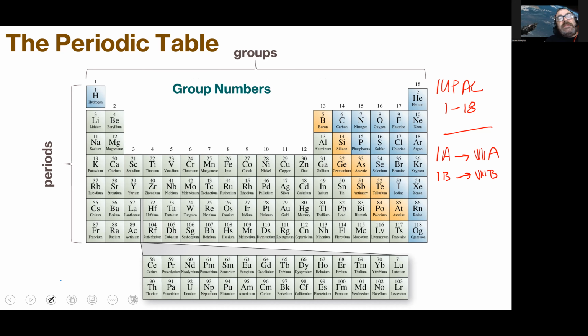Another thing to point out is that the rows, the periods, have numbers as well: 1, 2, 3, 4, 5, 6, 7. They're not always shown there. You can just count them down. And we're going to see that this has significance. A lot of times this number is called n, and this is a quantum number. We will get into that a little bit later on when we start talking in more detail about how atoms are put together.